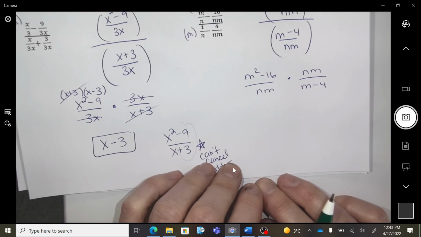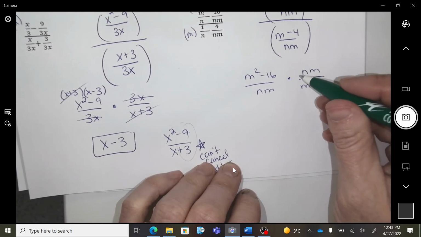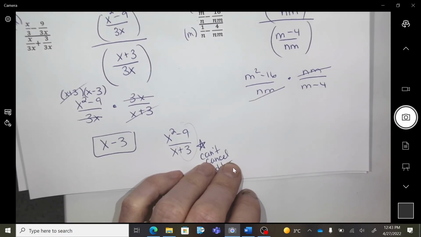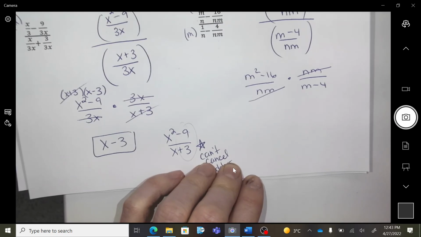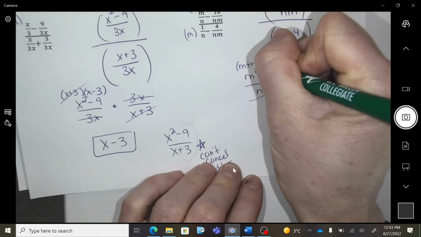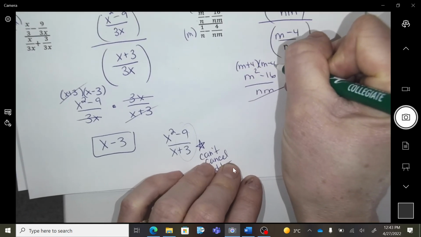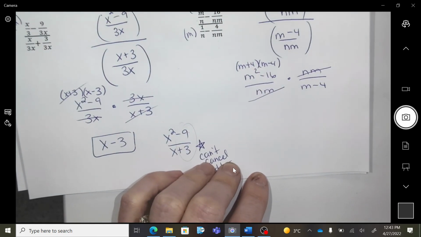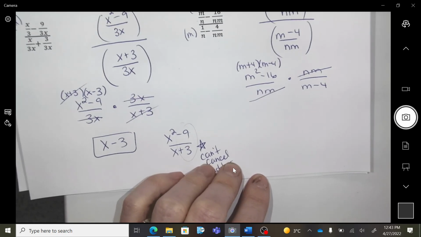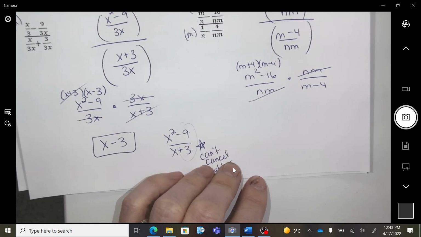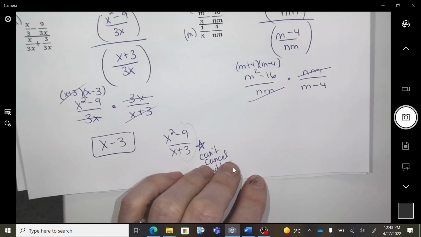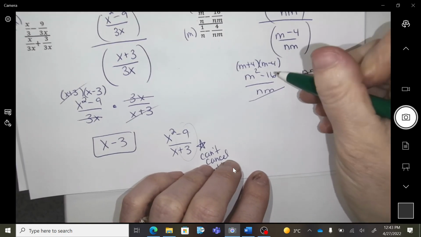Okay, can you finish this one out? It's the same as last time. NM will cancel. This is a difference of squares. So I can factor, setting myself up with this times this divided by this. And once I have a situation where everything's times or dividing, I can cancel.